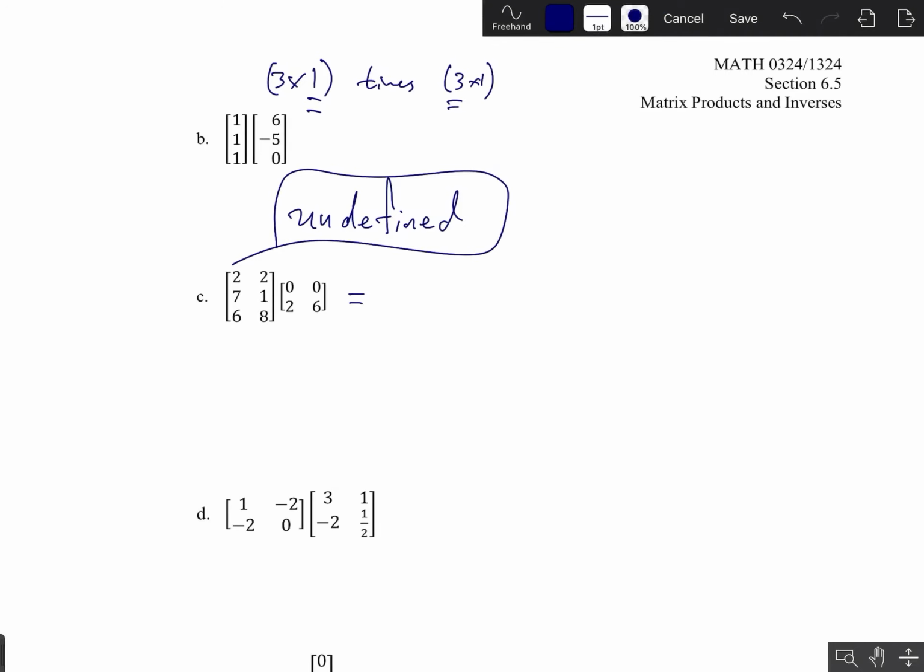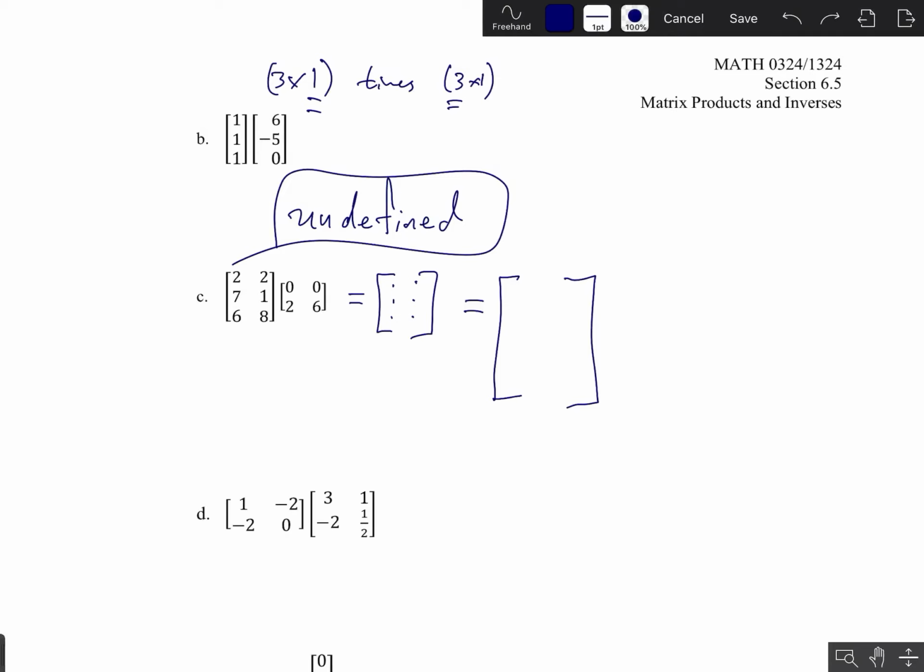So in this case, you're multiplying a 3 by 2 matrix times a 2 by 2 matrix. So that product would be well defined, and the resulting size should be a 3 by 2. So we're going to compute this matrix. And again, what we're going to do is we're just going to pick the location for each entry that we want to compute, and then we'll use that location to determine which row and which column to multiply.